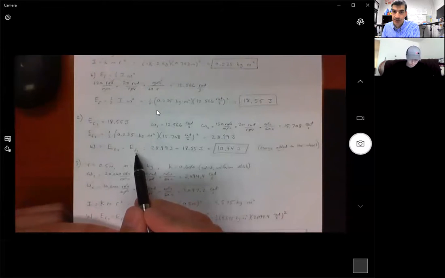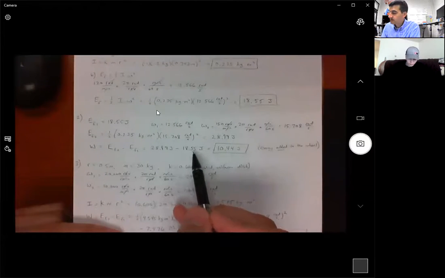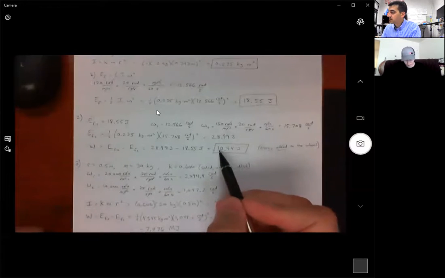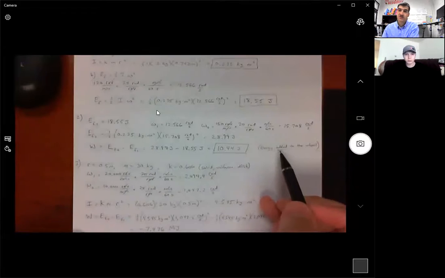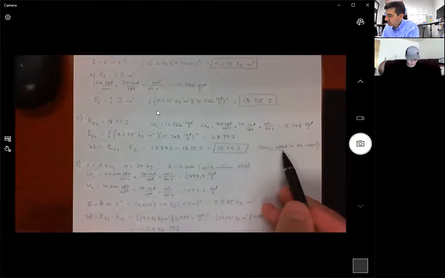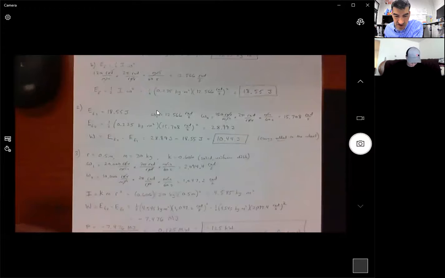Our energy of the flywheel at time 1 from up here was 18.55 joules. And so we subtract them. The difference is 10.44 joules. That's the amount of energy that we had to add to it to spin it faster, which is also equal to the amount of work that we did on it. And notice it's a positive number because we added energy to the system. We're giving energy input into the system. So it's a positive number. Okay, that's number 2.